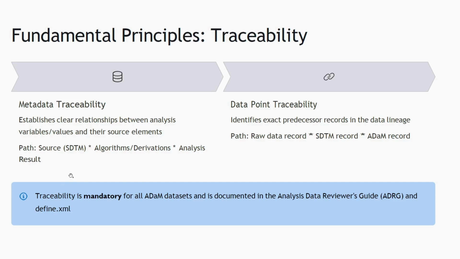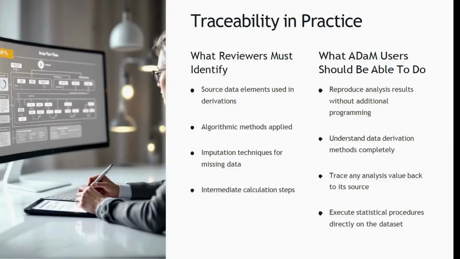Data point traceability identifies exactly the predecessor records in the data lineage: raw data record, SDTM record, ADaM records. This is the path it goes. Traceability is mandatory for all ADaM datasets and is documented in the analysis data reviewer guide and define.xml. So here is what this means in practice.